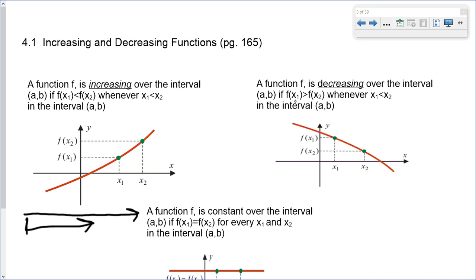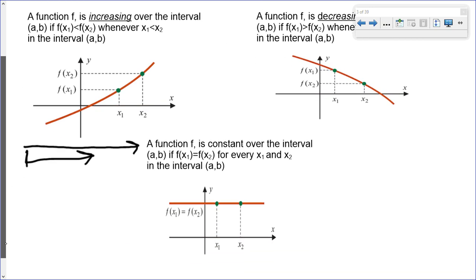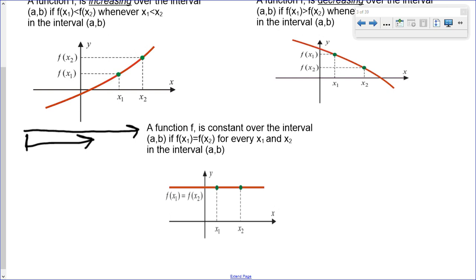The definition is that the next value of x, so the function at x subscript 2, is always less than the previous value at x subscript 1. So f(x1) is greater than f(x2) over an interval a to b. And then the other terminology obviously is that it's constant when it's a flat horizontal line. So, okay, this is the idea here.